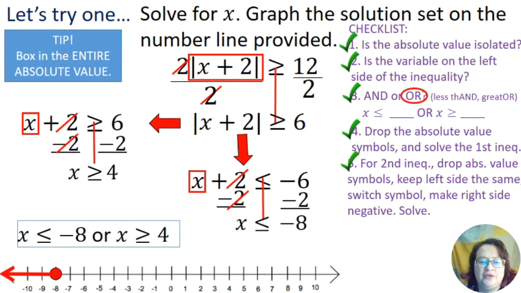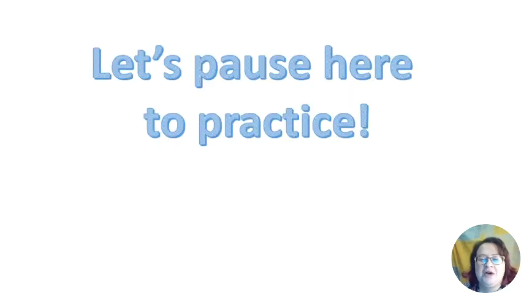On the right side, for x is greater than or equal to 4, we need to draw a closed circle at +4. We see that our arrow is pointed towards the right. So from here, I'm going to draw my line out to the right, the same direction as the point. Problem solved. All right, let's pause here to practice.